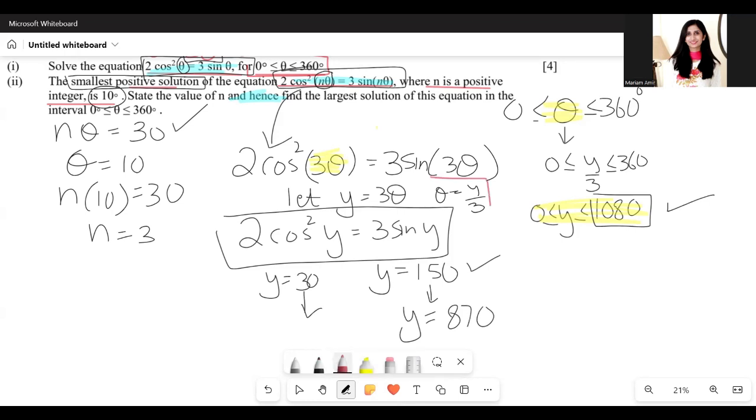Now we're going to use this to get theta. Theta is y upon 3. So the highest value of theta we're getting is 870 upon 3, which is 290. That is the biggest value of theta possible in the given domain.